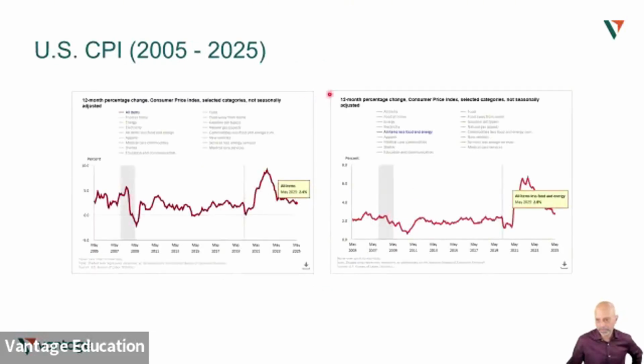Now looking at CPI, we can see here since its peak of 9% back in June of 2022, inflation has decelerated quite strongly. On the left, we have the chart for headline CPI, and on the right, we have the chart for core CPI. Headline CPI has decelerated quite sharply, dropping as low as about 2.4% back in the middle of last year.